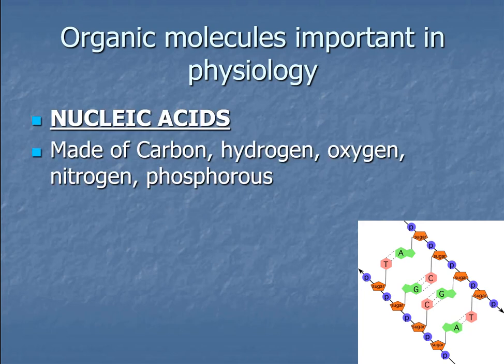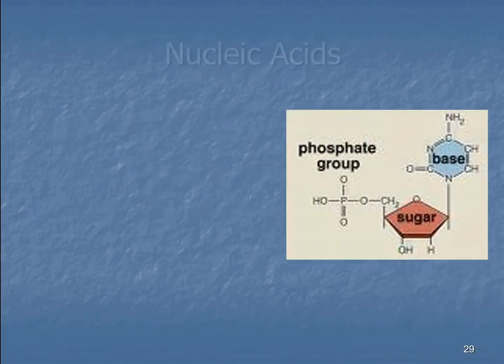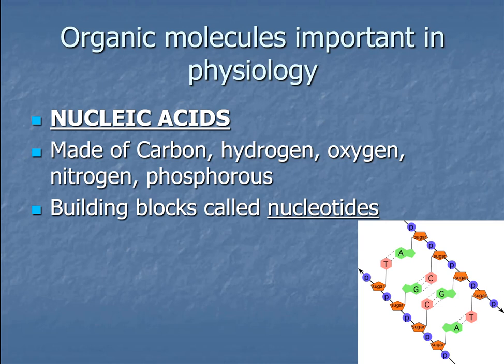All right, the last organic molecule I want to talk about is nucleic acids. Nucleic acids are made of carbon, hydrogen, oxygen, nitrogen, and also phosphorus. They are long strands made up of building blocks called nucleotides. This looks like DNA here, so you have two strands in this case. Each of these strands would represent a nucleic acid, and each building block that has the sugar would be the nucleotide.